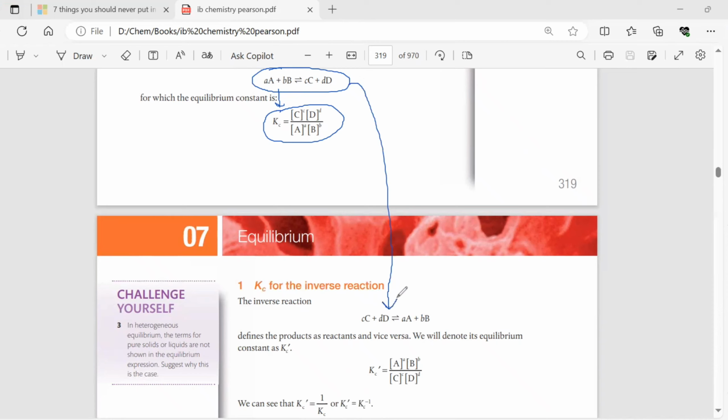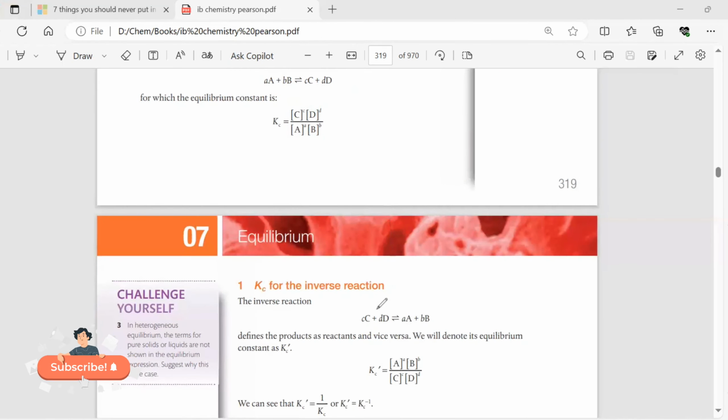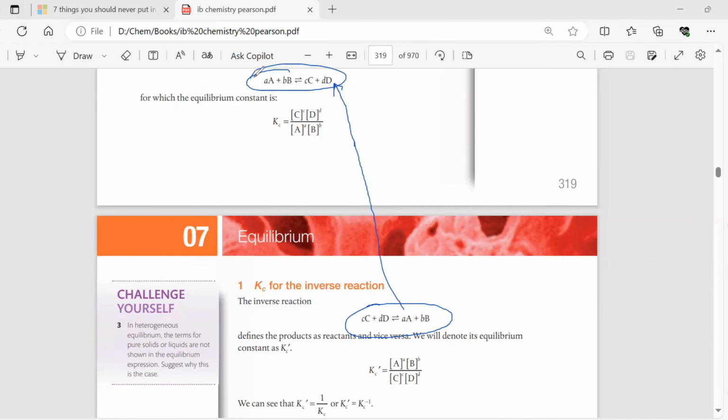See, is it clear? Fine. This reaction you're studying, you're getting the Kc value, right? Kc is the Kc value. Now, if there's a similar reaction which is just the opposite to this reaction, right, Sana? Did you get this thing? So you don't have to calculate the Kc of this. The Kc of this will be 1 by Kc.